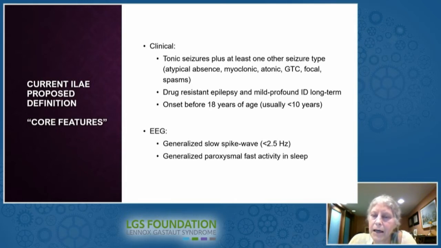The EEG has two characteristic features, but it's important to recognize that those features may not be seen all the way through life. The first is generalized slow spike wave, and that's the one that sometimes we no longer see in adulthood. And then the second one, very important, is generalized paroxysmal fast activity in sleep. I think this can be a helpful one to look at early on if you are wondering if that child is really moving towards Lennox-Gastaut or has Lennox-Gastaut.